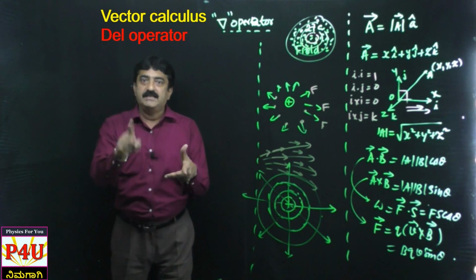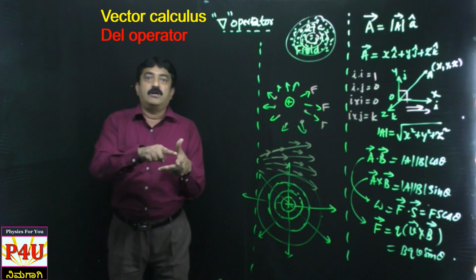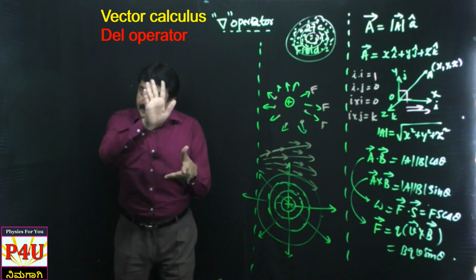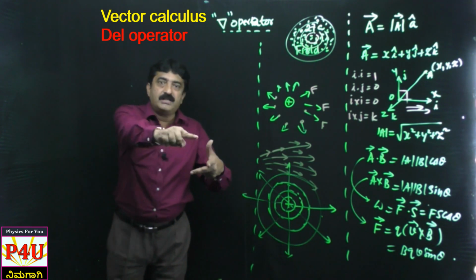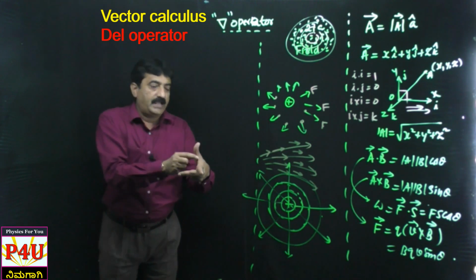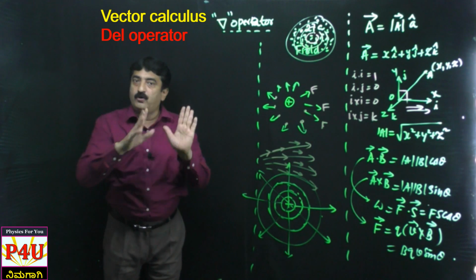That's what I said. That means variation in the temperature along x-axis does not depend on y-axis, does not depend on z-axis. Similarly, variation along y-axis does not depend on x and z. Similarly, variation along z-axis does not depend upon x and y. I hope you got it.